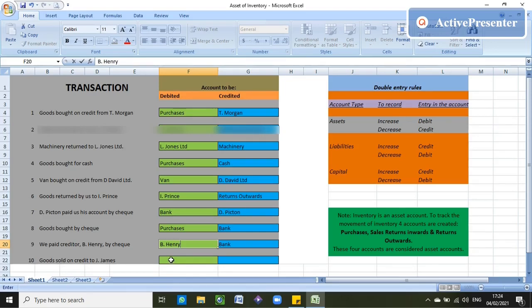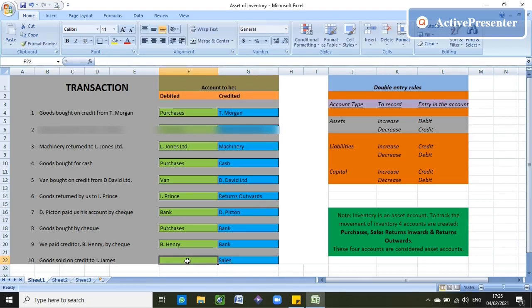Well, what is happening with inventory? Well, inventory is going down. We are selling, but inventory is going down. Do not confuse that. So what we need to do is we need to do a credit entry on sales because our inventory is going down. Every time we sell inventory, we'll do a credit entry on the sales account.